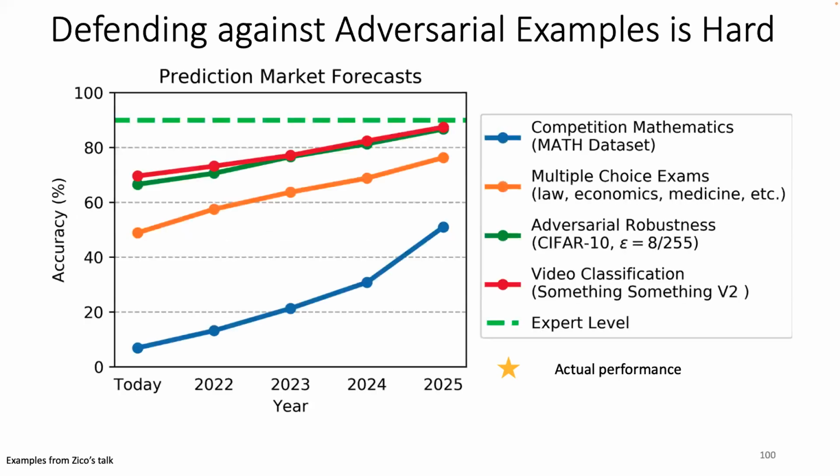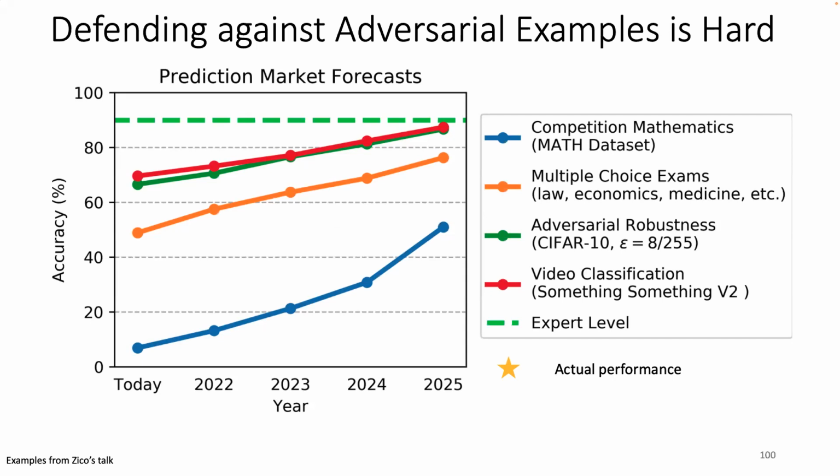So actually, defending against adversarial examples is very hard. This is one example used by Zico, who is a very famous researcher in this domain. I hope to borrow his slides to show that defending against adversarial examples is very, very hard. So there is some agent.